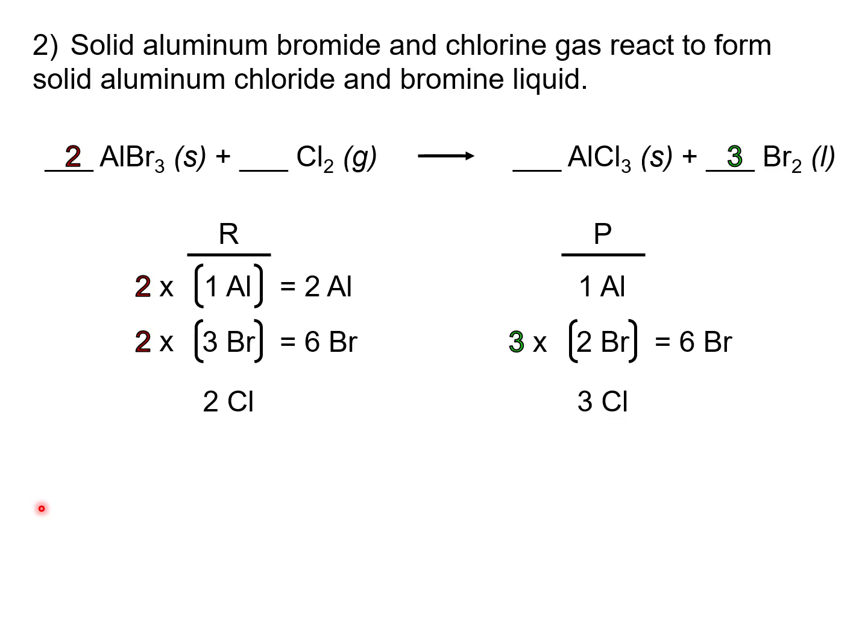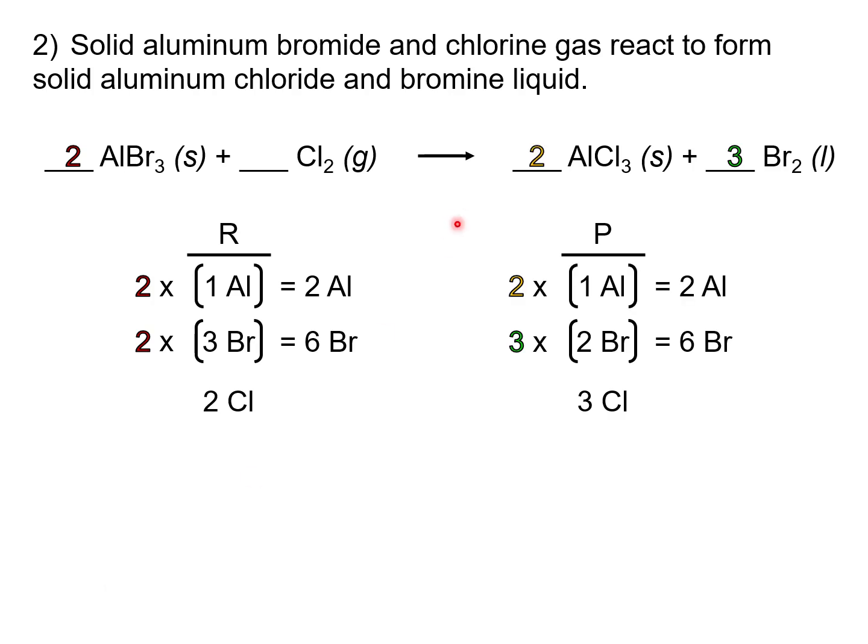I always kind of picture this process as sort of like a seesaw. Change one thing and you look at how it affects the other side. You kind of keep seesawing back and forth until you get it all balanced out. So now we have 2 aluminum, so we got to fix our aluminum on the product side by multiplying by 2.